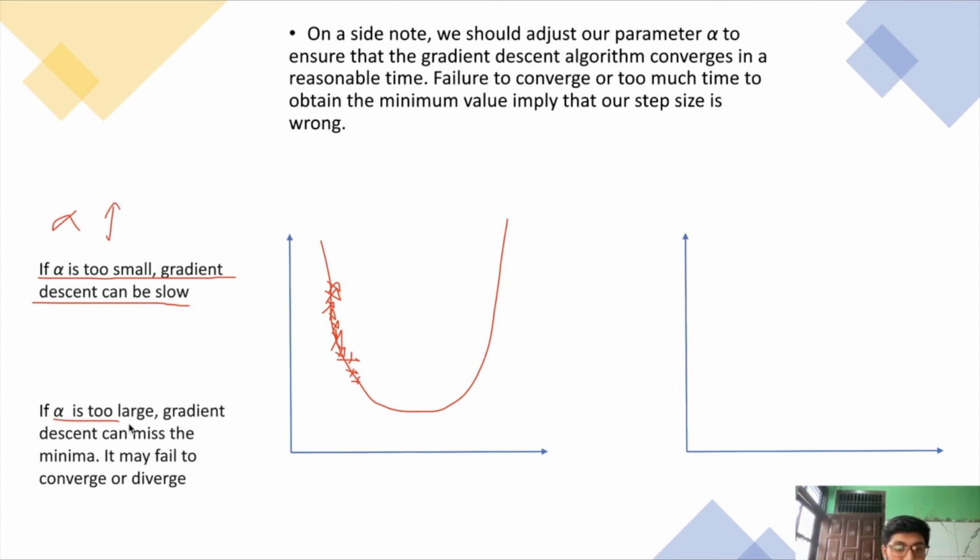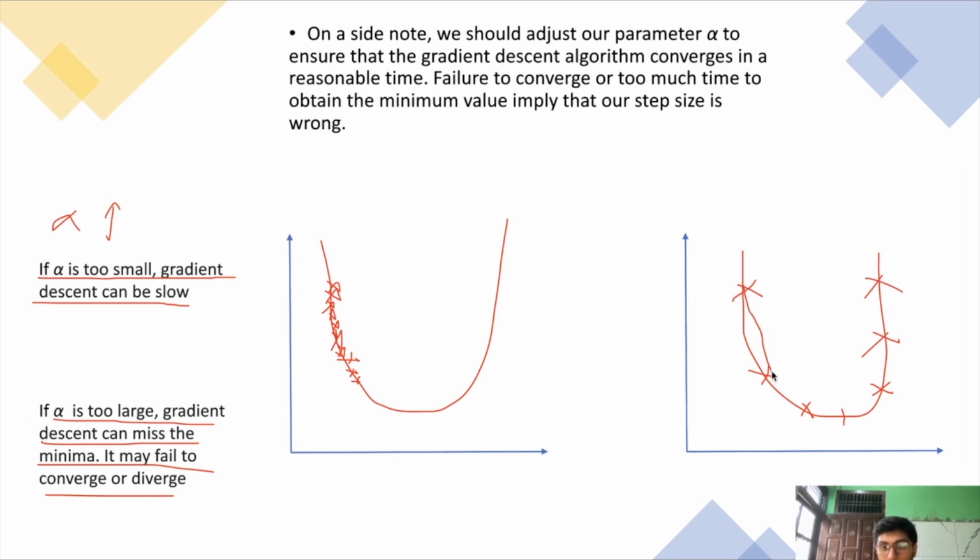And if alpha is too large, gradient descent can miss the minima. It may fail to converge or diverge. That means that if alpha is too high, then first our value will be here, then here, then here, and our global minima is here, and then it may go up, then here, then here. So it will fail to converge. So what we must do then is decrease our alpha. So these are the two things.